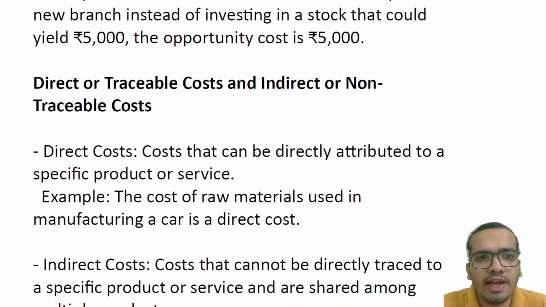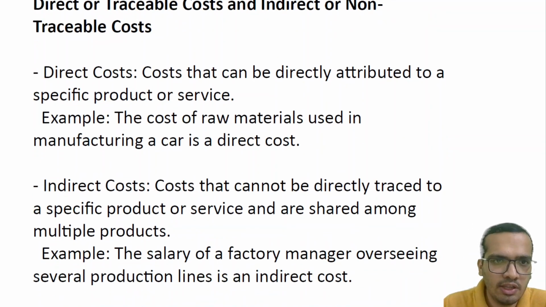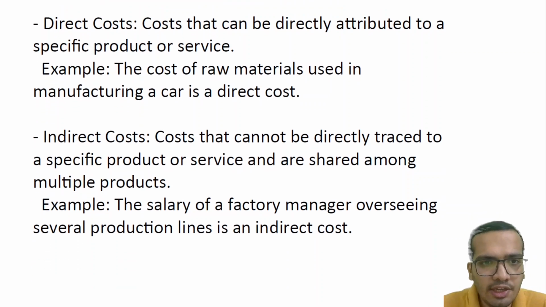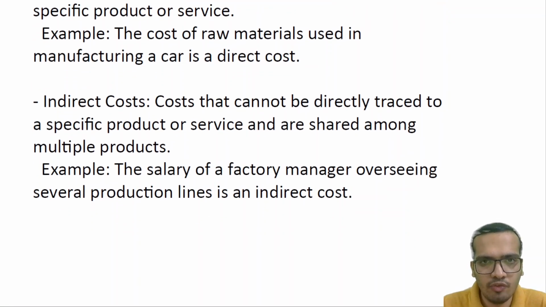Then comes direct or traceable cost and indirect or non-traceable cost. Direct costs are the costs that can be directly attributed to a specific product or service. Example could be the cost of raw material used in manufacturing a car is a direct cost. Similarly, indirect costs are the costs that cannot be associated or traced to a specific product or service and are shared among multiple products. Example could be the salary of a factory manager overseeing several production lines is an example of indirect cost.